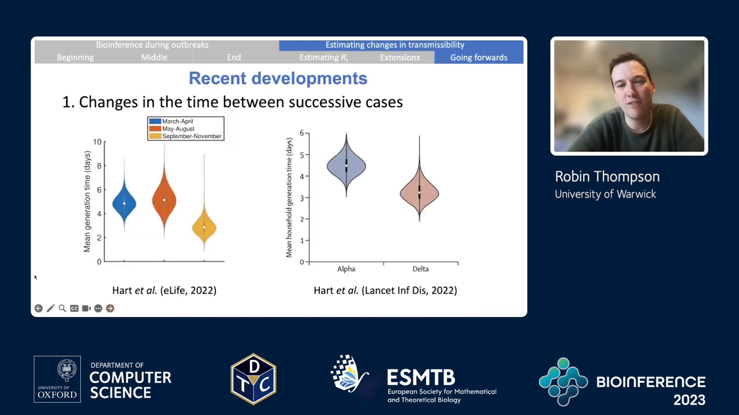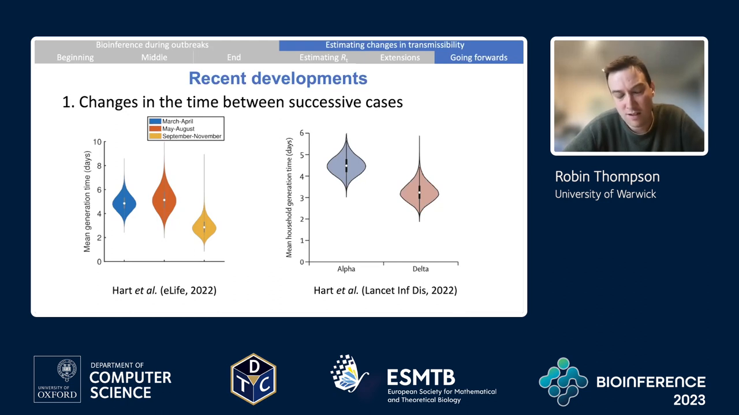So I'll just very briefly then talk a little bit about some recent developments in this type of work that my group have done. And I think this can be the basis of further research going forwards. So in all of the work that I've described so far, the assumption was that you had an estimate of the serial interval that you could feed in order to estimate the time-dependent reproduction number, or you had data with which you could estimate the serial interval.